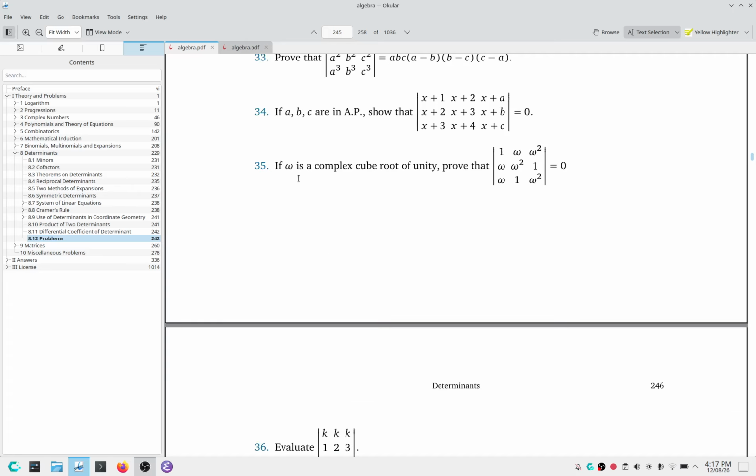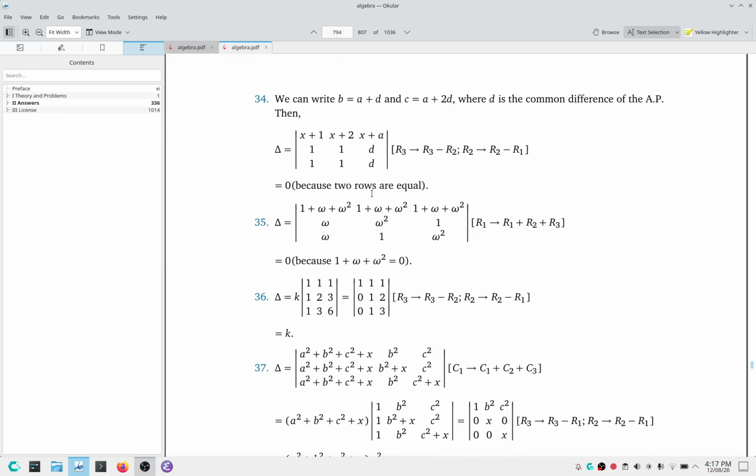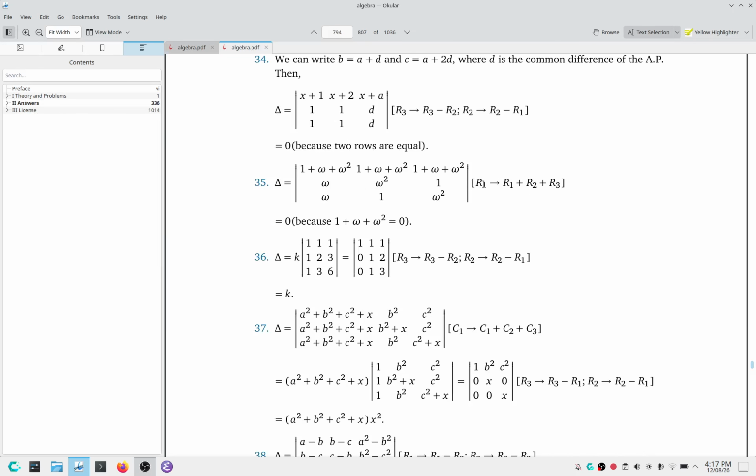Question 35 says that if omega is a complex cube root of unity, prove that the determinant with rows 1, omega, omega square; omega, omega square, 1; omega square, 1, omega is equal to 0. What we do here is R1 is equal to R1 plus R2 plus R3. We get 1 plus omega plus omega square in the top row, which is equal to 0. We know that from the cube root of unity. So the top row is all zeros, and the determinant becomes 0.